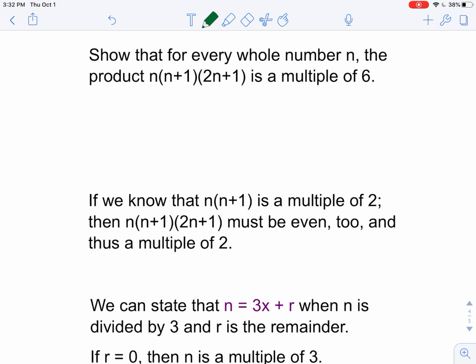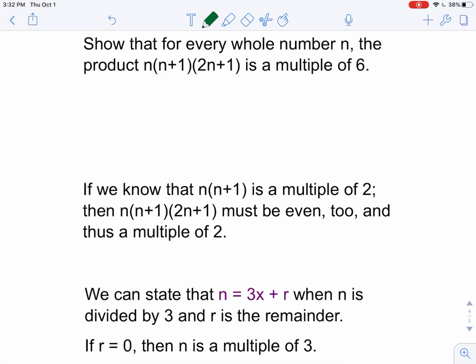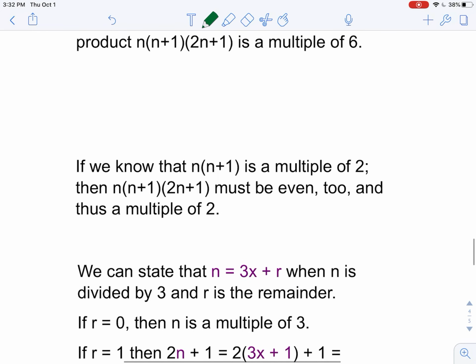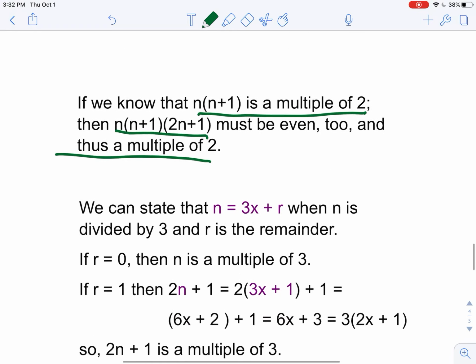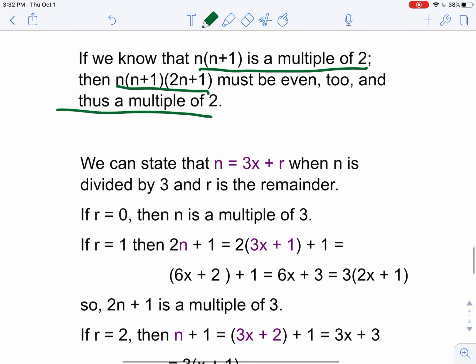Then I can do a similar technique to show a multiple of 6. Now remember, to be a multiple of 6, it's got to be an even number that is also a multiple of 3. Now, in this case, we know that n times n plus 1 has to be a multiple of 2. It has to be, folks, because it's consecutive. One's odd, one's even. You always get an even number. So this has to be n times n plus 1 times 2n plus 1, regardless of what 2n plus 1 actually is. I must have some even product.